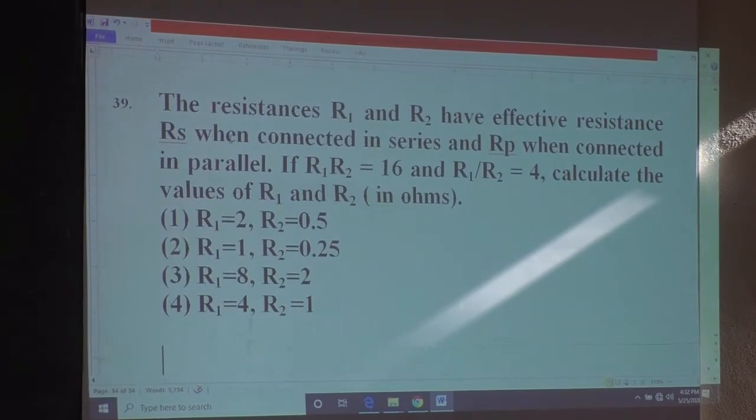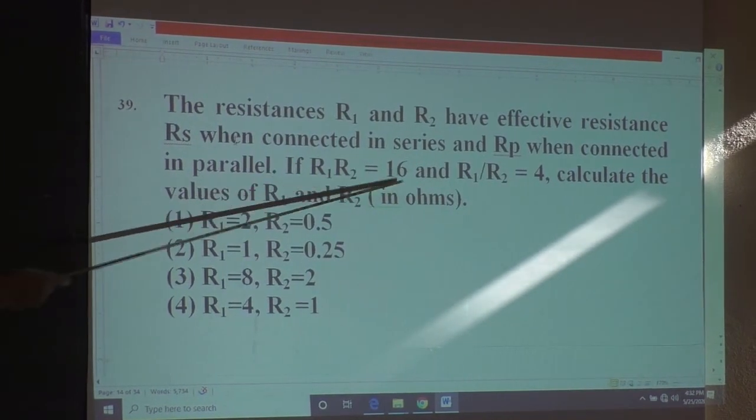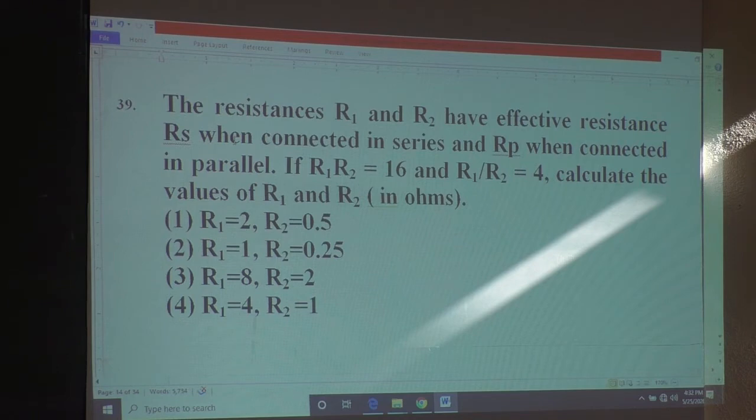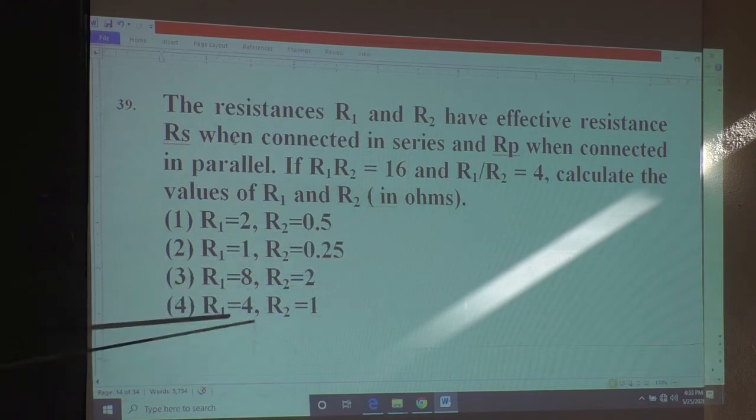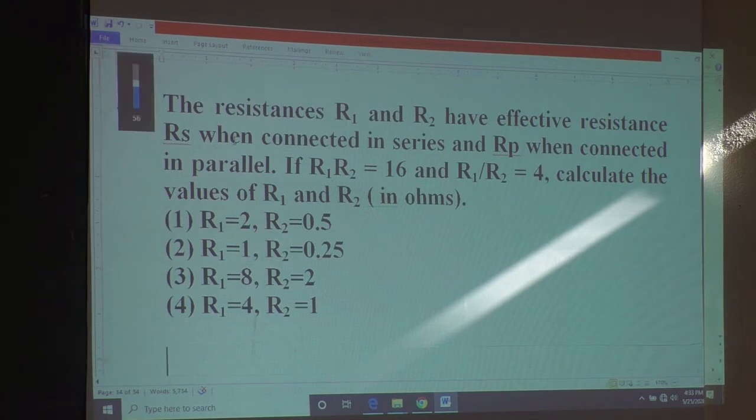Coming back to the question. No physics is needed. R1, R2 product should be 16. Which gives the answer? Only this one, correct? No other option gives product equal to 16. Of course, I was searching this one. R1 by R2 equal 4. Many of the options give R1 by R2 equal 4, but product is given by only this one. So option 3. Need not work it out at all. It is option 3. Right.